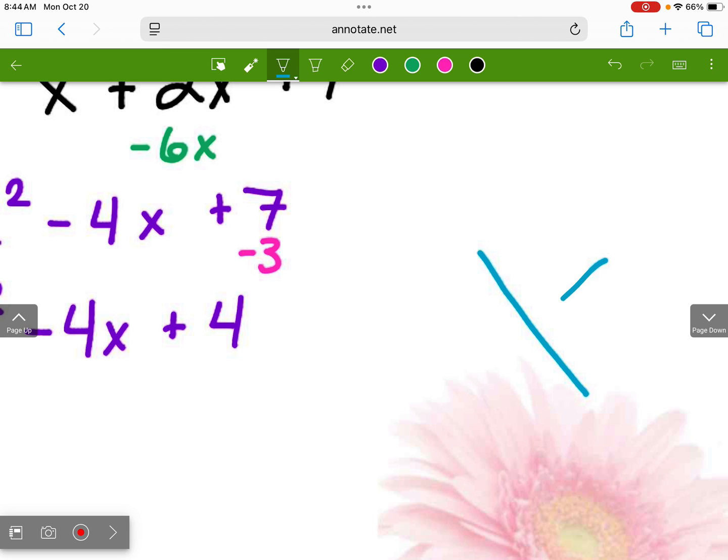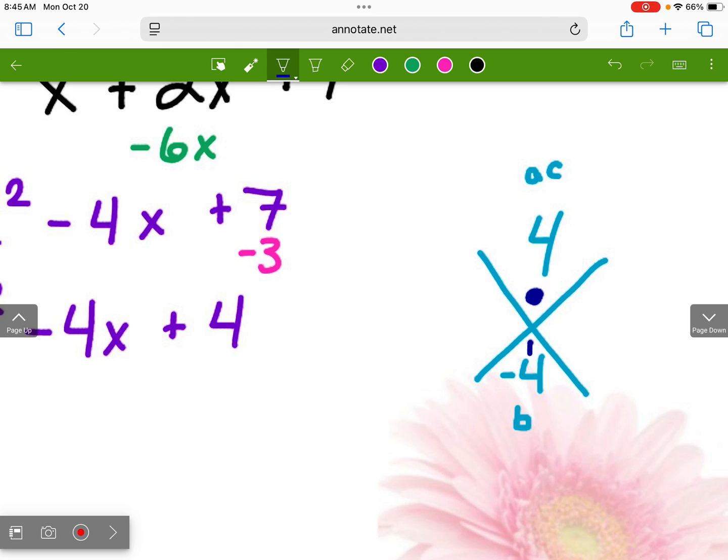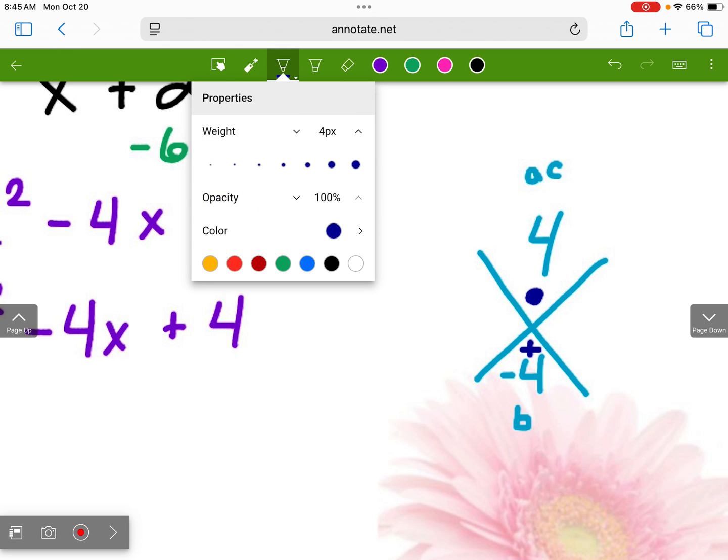I'm going to try and factor this, though, especially since we do not have an a value of anything other than 1. So I can take the shortcut when we factor. This is when we put our a times c at the top. 1 times 4 is 4. B goes at the bottom, negative 4. Do we know a pair of numbers that's going to multiply to make a positive 4 and add to make a negative 4?